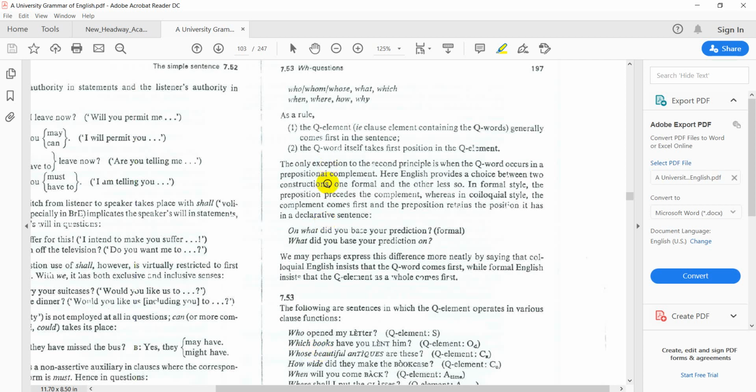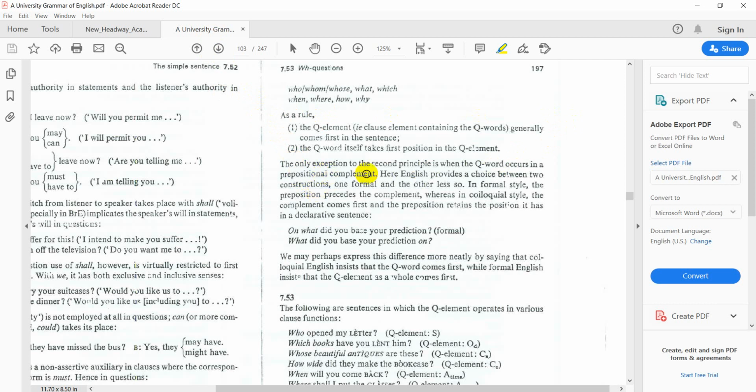So in WH questions, either we have a WH word alone, or we have a WH element in which the WH word contains another element. So these two rules should be there if I want to make WH questions.